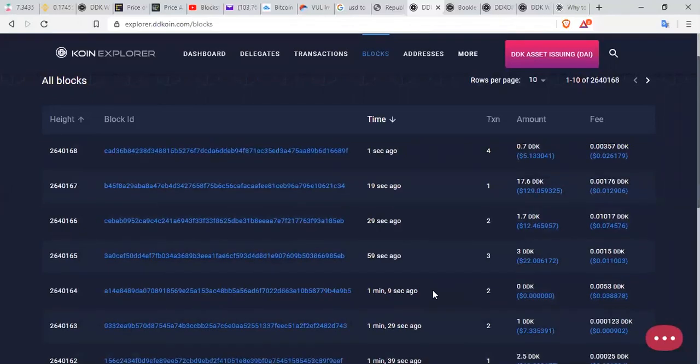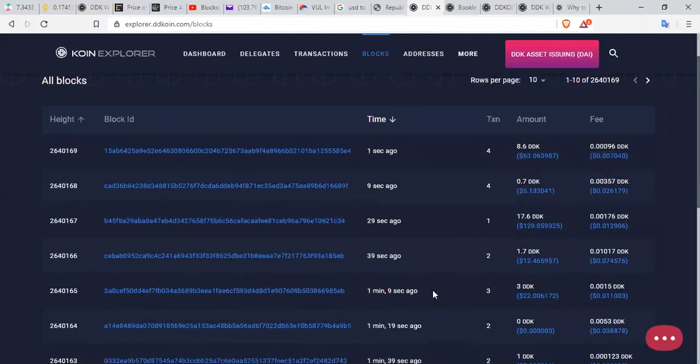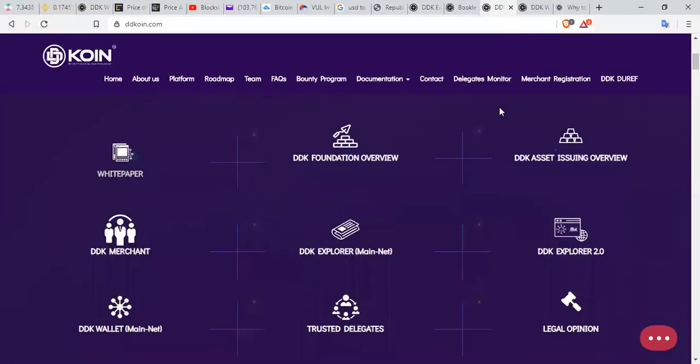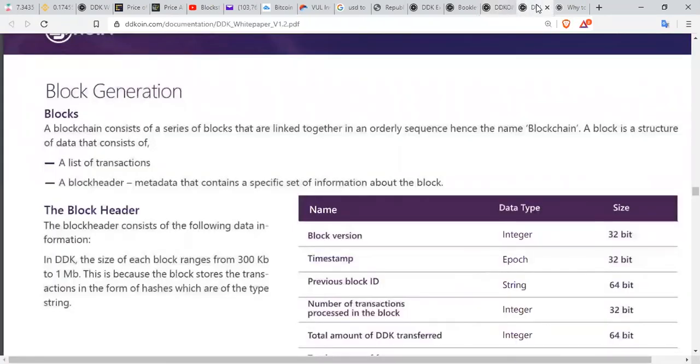Later on, we've read a particular post by one of the stakeholders explaining when the DDK halving will happen this year. But before that, we'd like to help everyone else check the white paper of DDKoin explaining further about DDK block generation and block reduction.